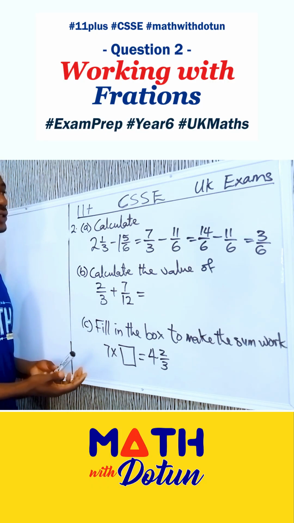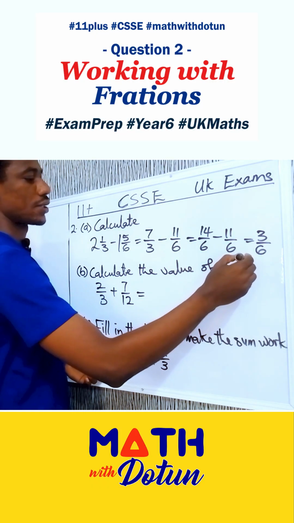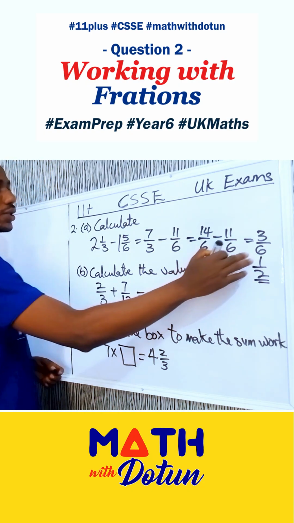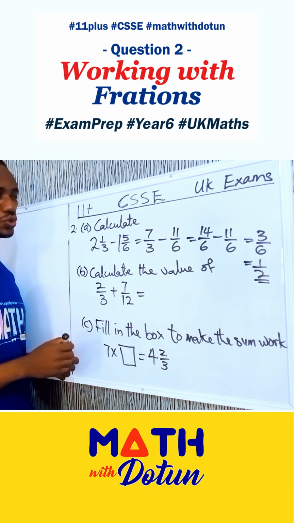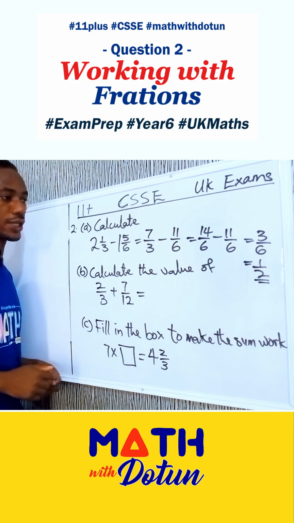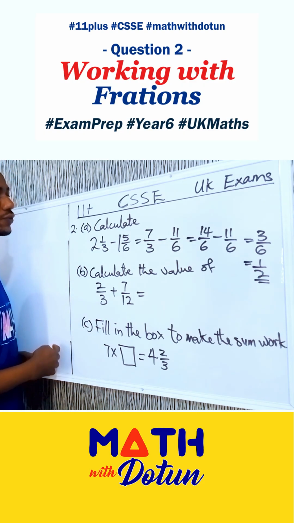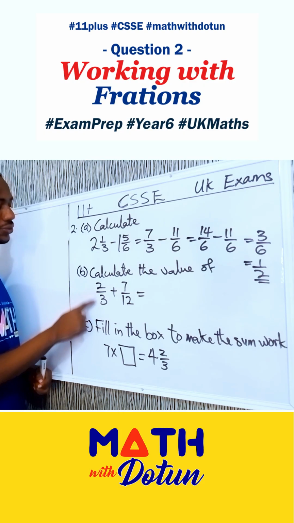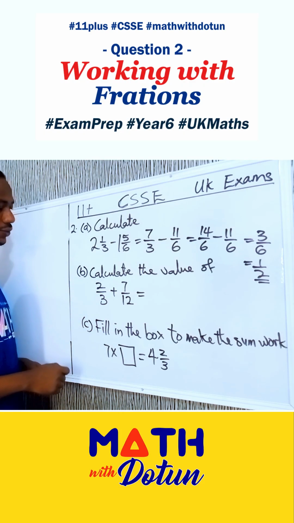And if you reduce that, we know 3 can go into 6, so that will be 1/2, because 3 in 3 is 1 and 3 in 6 is 2. So the final answer to number 2 is 1/2. B, calculate the value of 2/3 plus 7/12.